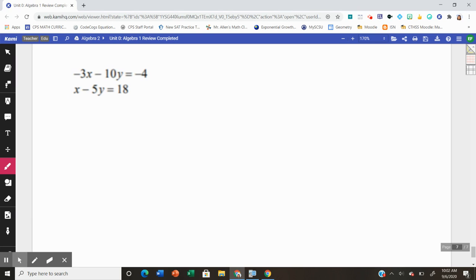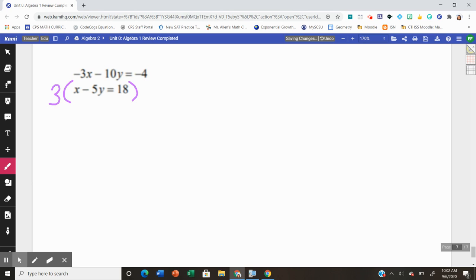I'm making the choice to get my x's to eliminate here honestly only because I see a positive 3x, and then at the bottom, if I multiply by 3, I'll have a positive 3x. So I have opposite signs is my only reason. It really makes no difference. It's not really that much extra to multiply by a negative, but that's my choice. All right, so I'm multiplying everything here by a positive 3.